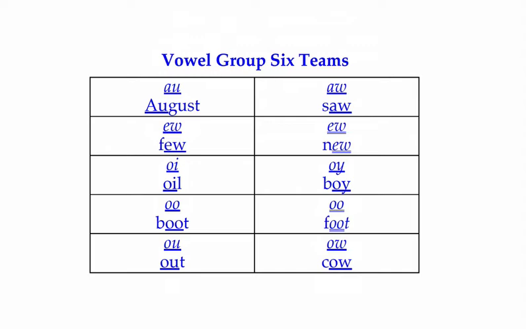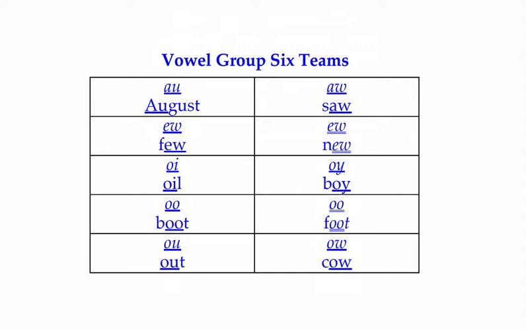EW has two sounds it represents, the long U sound in few, where you underline it once, or the second long sound of U, oo, as in new, and when that happens, you would double underline EW. OI and OY represent the sound oi. OO can represent two sounds, oo, as in boot, in which you would underline OO one time, and OO has a second sound, as in foot. When OO represents its second sound, you double underline OO. And the way to remember the two sounds for OO is boot, and what do you put in a boot? A foot.